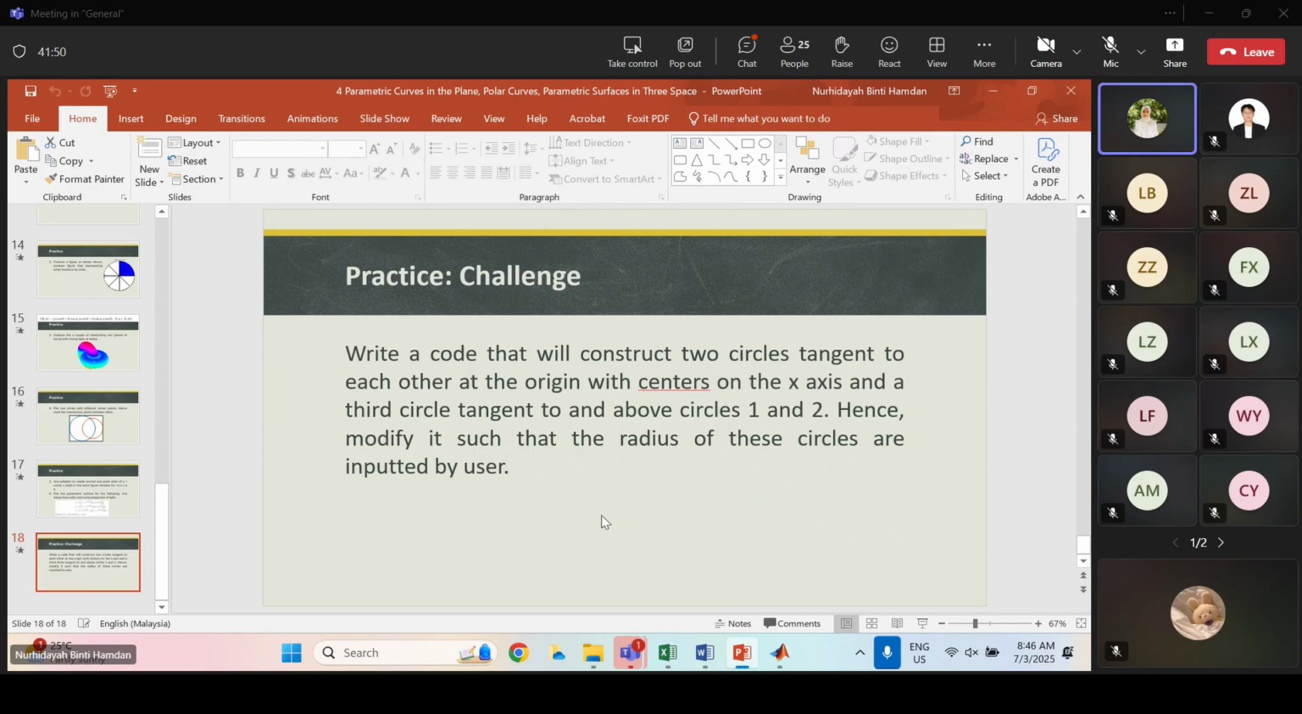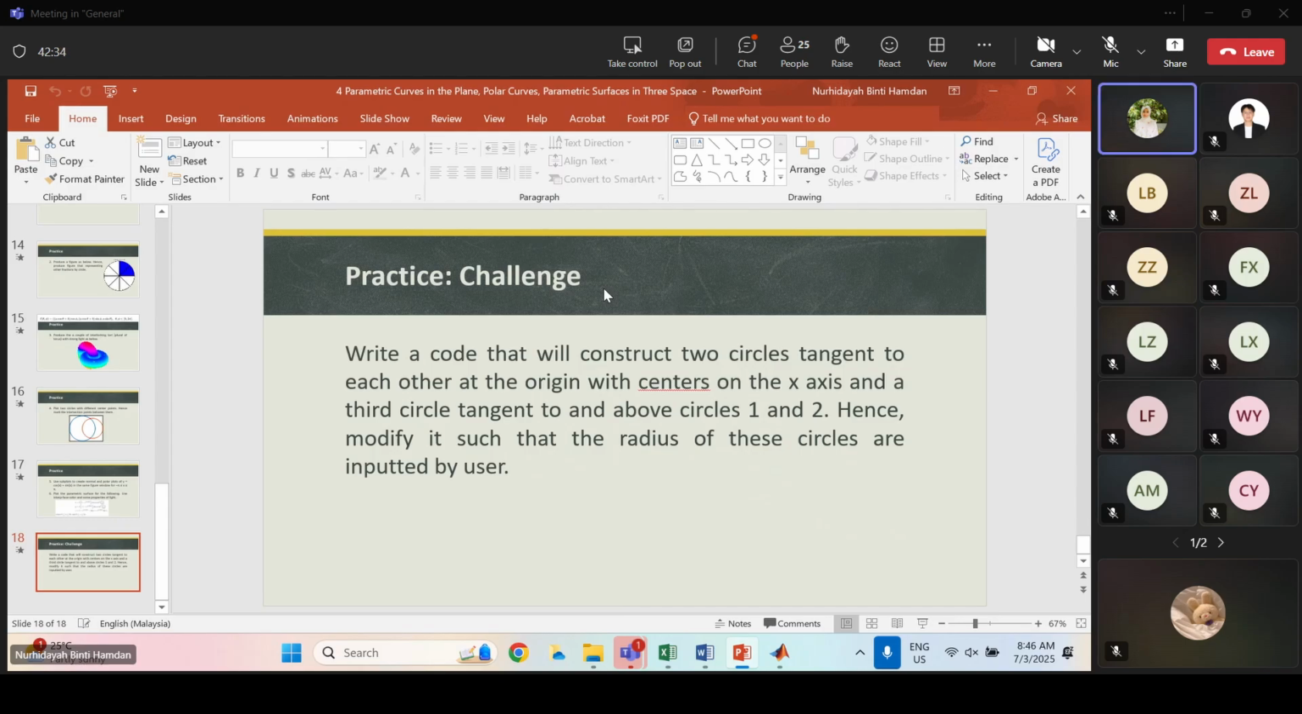So this one you need to design it. Which means it's two circles tangent to each other at the origin, which means at the center. So there's a big circle, then another small circle on the x-axis, and a third circle tangent to and above circles 1 and 2. So another third circle. We have to produce three circles here, but the radius must be input by the user.